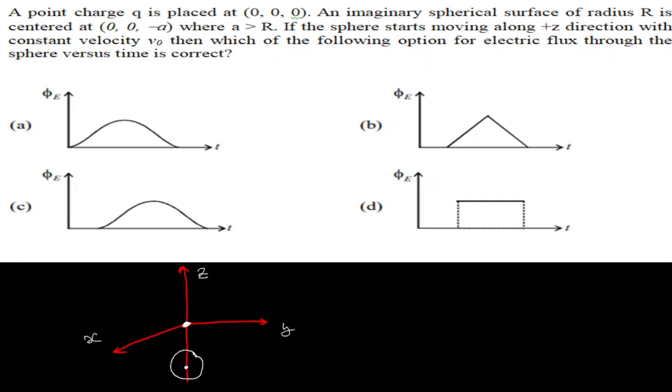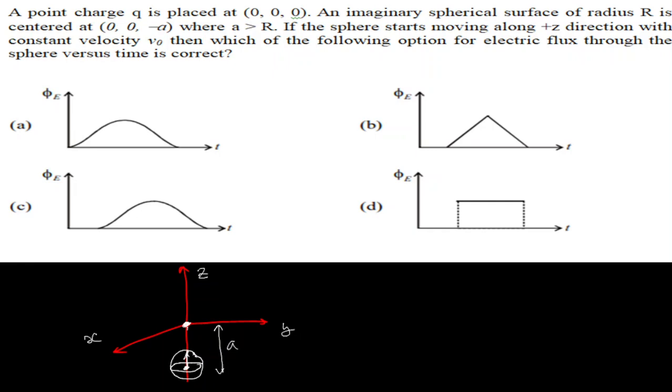Okay, so in this case you can see this distance is the radius r, and this is the distance of the center from the origin. So in this case a is greater than r. This is the distance of the center from the origin, and this is the radius. You can clearly see from the figure that a is greater than r. So now we have a sphere like this.